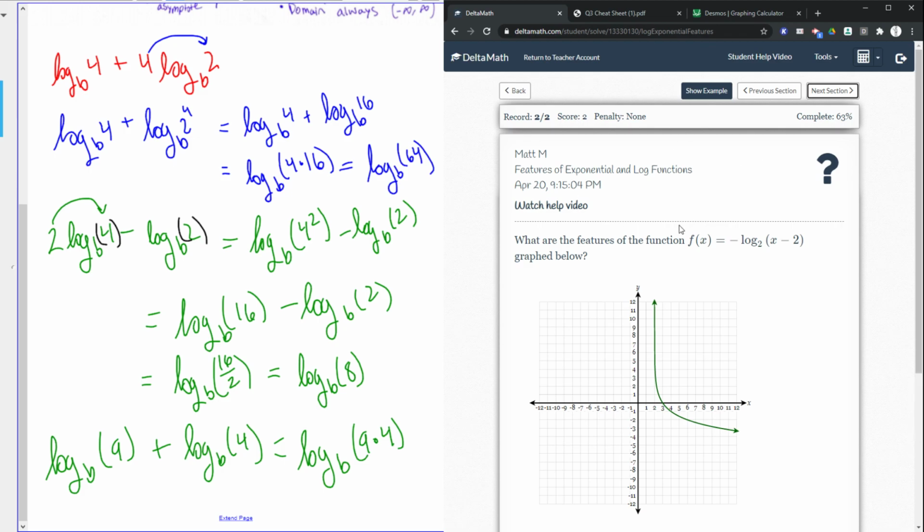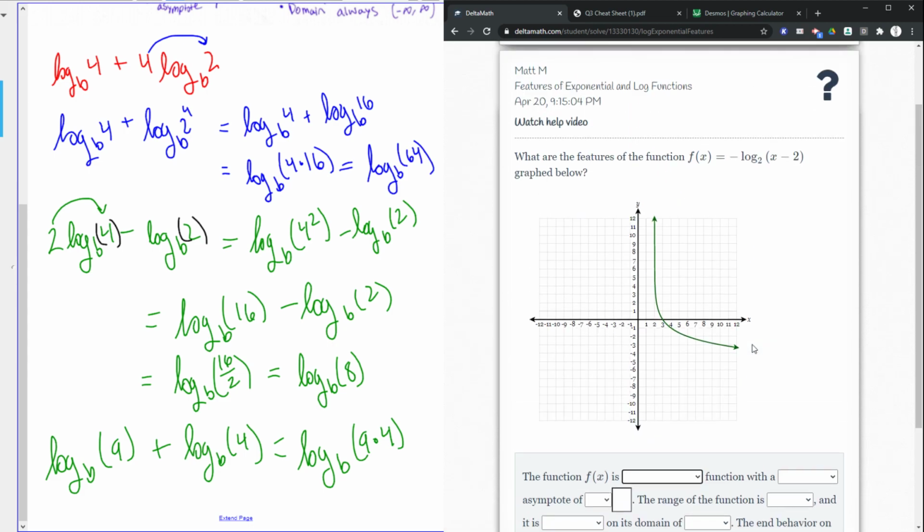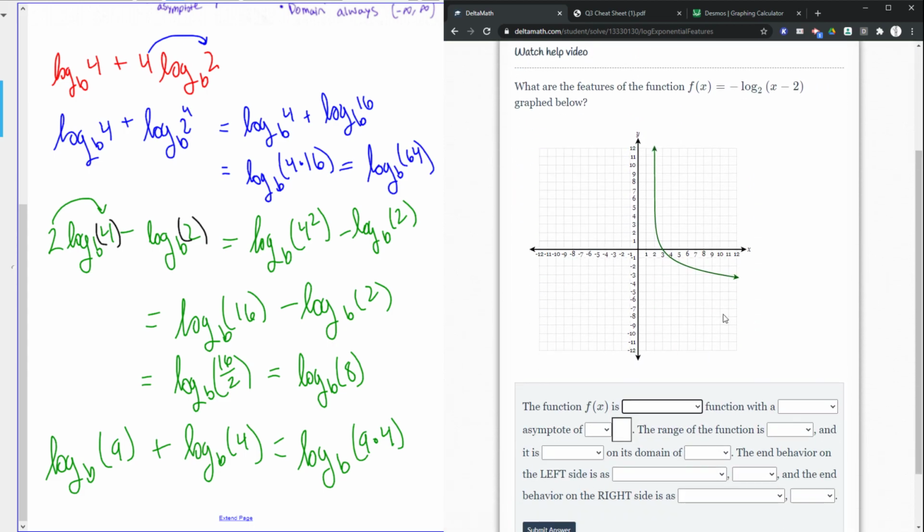Let's see, exponential and log functions. So this is the one that people seem to have the most trouble with, just because there's a lot of blanks to fill in. And I will say, for some reason, when I'm recording this, it doesn't show the drop downs. I don't know if that's a thing with OBS or something, but that's just an issue. So we'll work through it though.